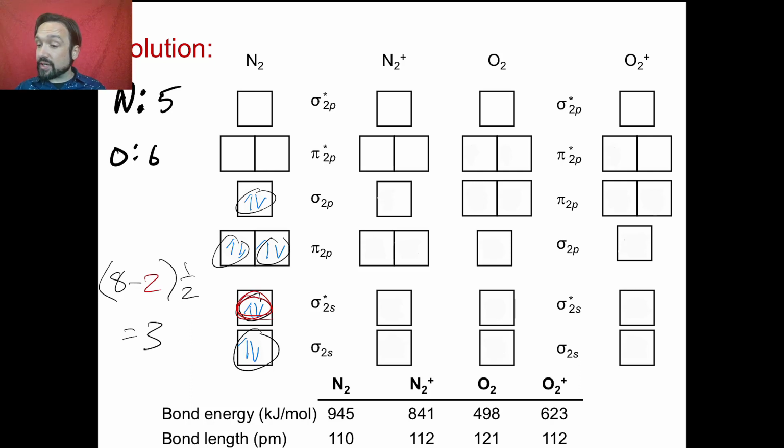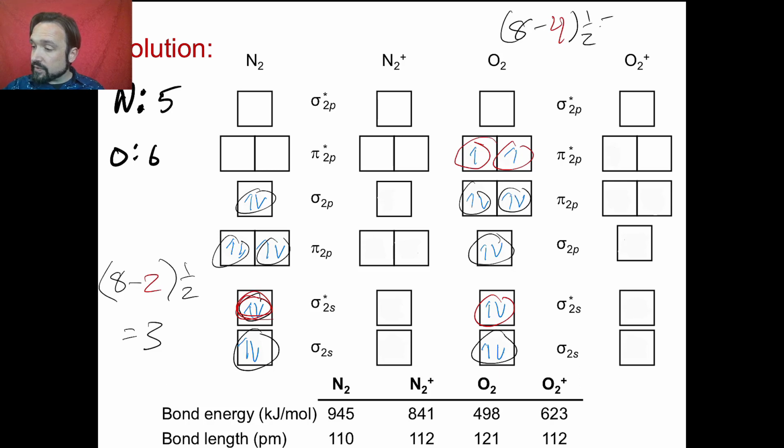Oxygen, on the other hand, I'm going to start with a total of 12 electrons. So we got 1, 2, 3, 4, 5, 6, 7, 8, 9, 10, 11, 12. So for oxygen, we're going to have a grand total of 2, 4, 6, 8 bonding electrons. And we're going to have 1, 2, 3, 4 antibonding electrons, right, for a bond order of 2, like we saw on the previous slide.